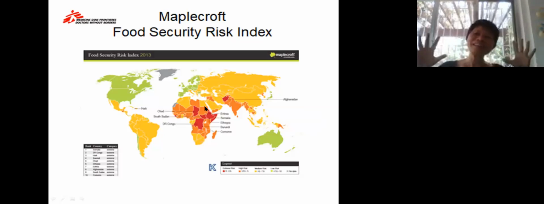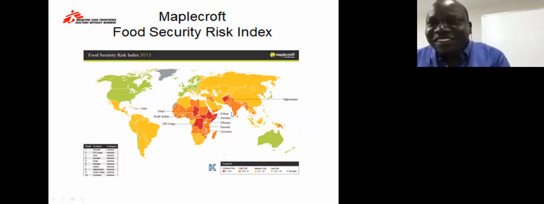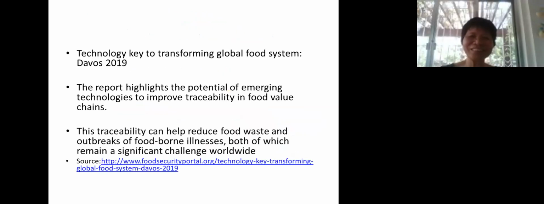So right at a glance, you could see what regions are suffering from food insecurity. Africa, Afghanistan, and then part of India. Yes, even India. My goodness, even India. Let's move on. I'll show you this one.